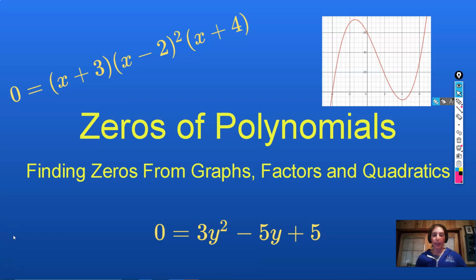So down here we have a quadratic, so we're going to figure out how to extract the zeros from that. Up here we have a polynomial in factored form. We'll figure out how to get the zeros from that. And then over here we have a graph, and we will also work on finding the zeros if all we have is the graphical form.